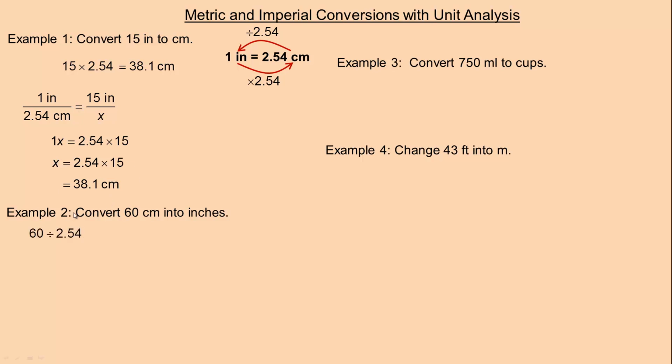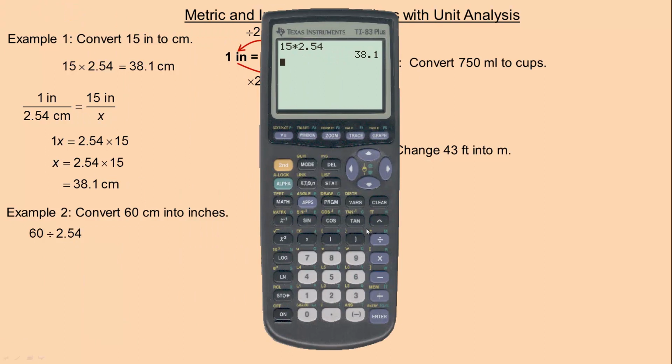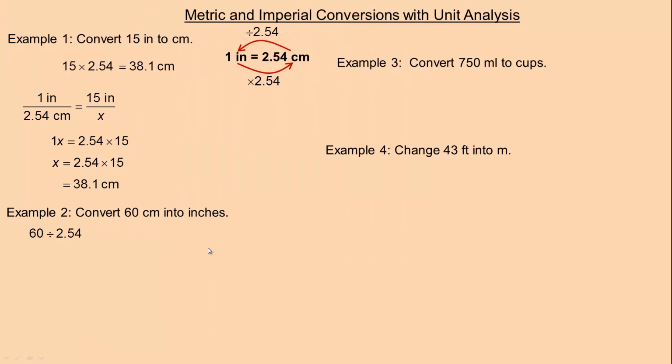So for example number 2, now we're converting centimeters to inches, and for centimeters to inches, I'm going to divide by 2.54. This number is called the conversion factor. We would take 60 and divide it by 2.54. And of course, here's my calculator again. 60 divided by 2.54 is equal to about 23.6 inches. So there's my 23.6 inches.